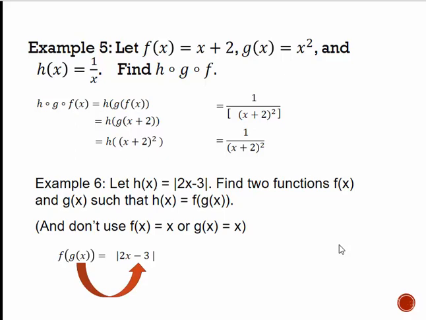There is literally an inside function here, 2x minus 3, so I'm going to let that be g. And then I have to think about what would be left. Well, I have the absolute value bars on the outside. So g of x would be the 2x minus 3 on the inside, and then the outside function is absolute value, but it has to have an input, so it's absolute value of x.